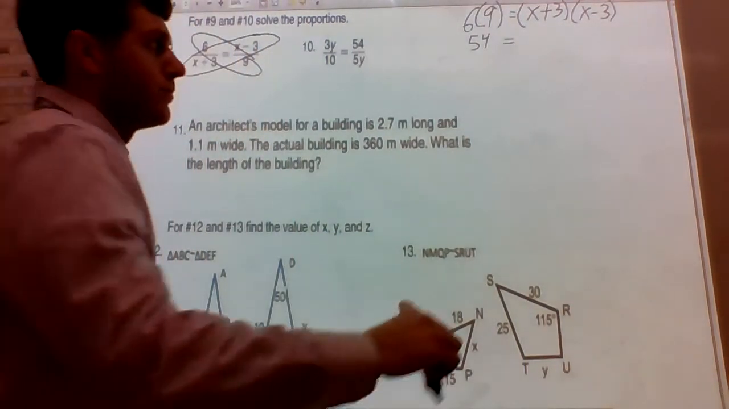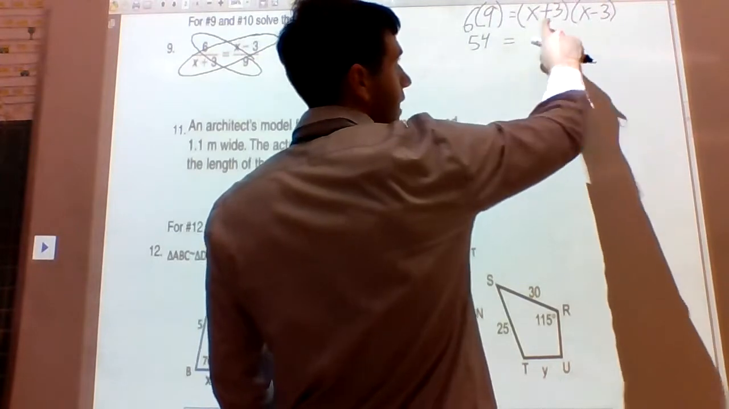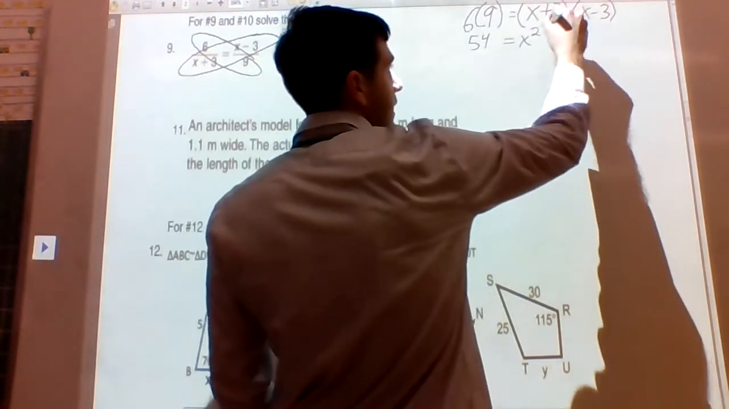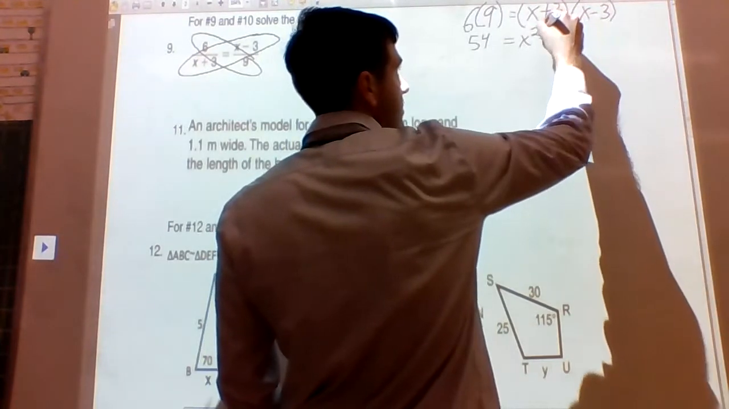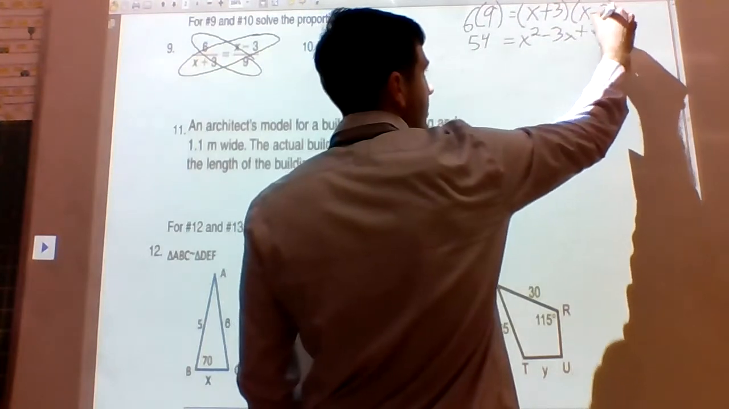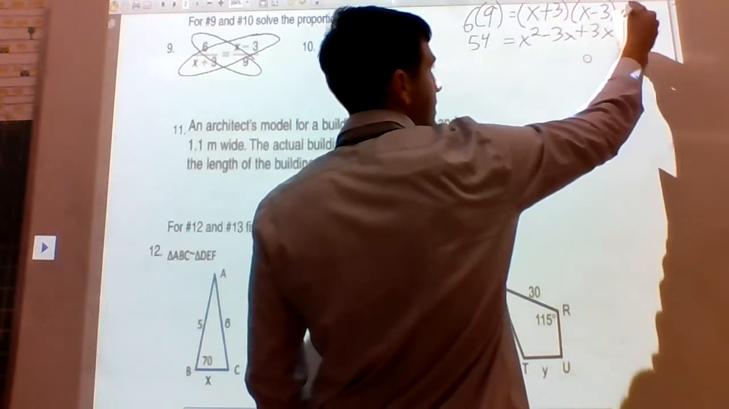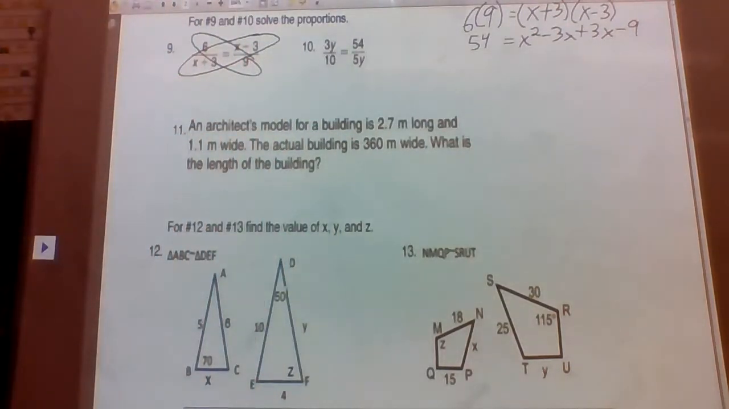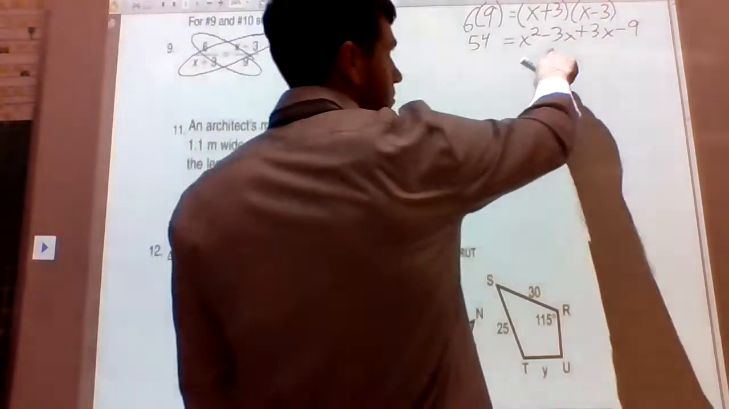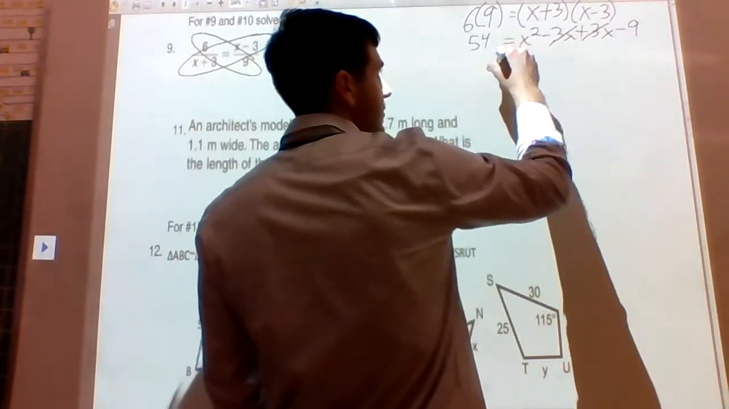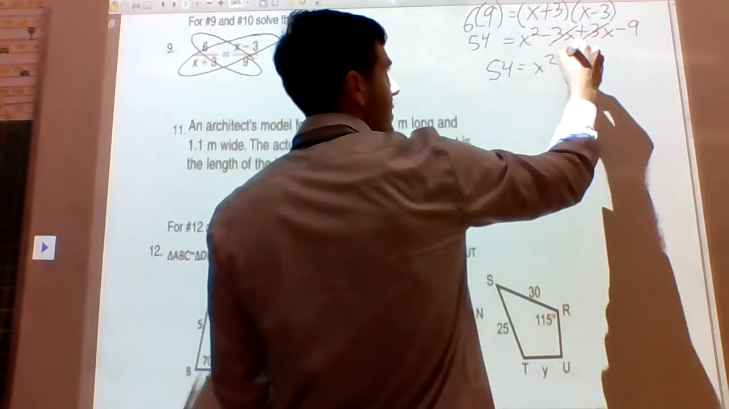Okay, FOIL. So first, outer, inner, last. So x times x is x squared. X times negative 3 is negative 3x. 3 times x is 3x. Then 3 times negative 3 is negative 9. Okay. Combine like terms, negative 3x and 3x are going to cancel each other out. So we got 54 equals x squared minus 9.